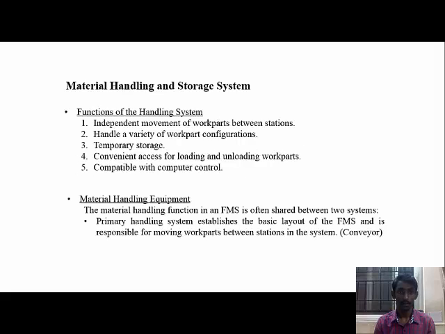Functions of the handling system are movement of the part between stations, handle a variety of part configurations, temporary storage, convenient access for loading and unloading parts, and compatibility with computer control. Material handling equipment is often shared between 2 systems. Primary handling system establishes the basic layout of the FMS and is responsible for moving parts between the stations in the system. It is basically a conveyor that handles the equipment from one system to other.